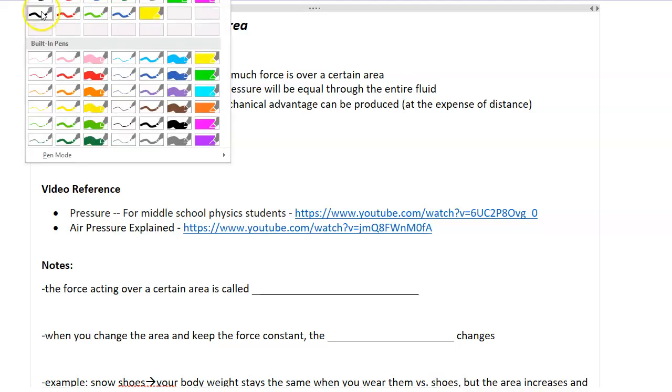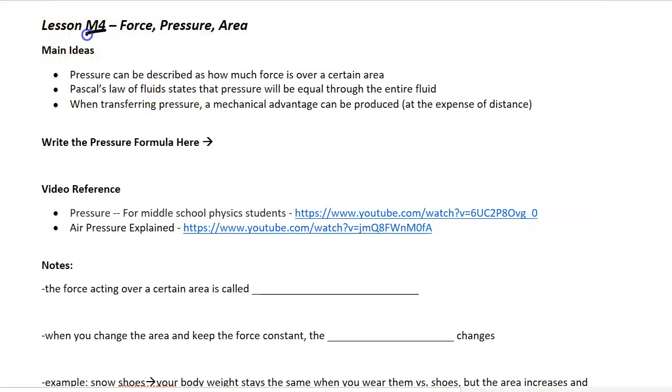Hello everyone, welcome to lesson M4 on force, pressure, and area. Now this is taking a look at how pressure and mechanical advantage relate together. We have discussed this before, so pressure is equal to force over area. And we did talk about pressure within the first unit, so we're dealing with it again. Excuse me if some of this looks a little bit like review.